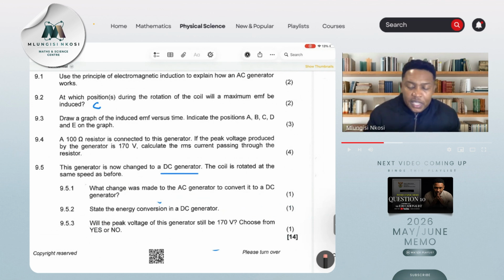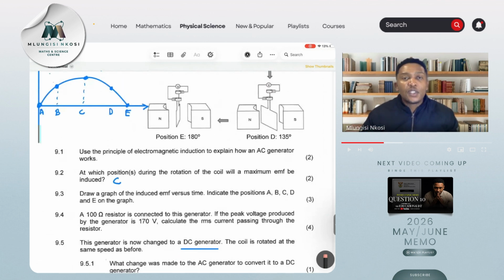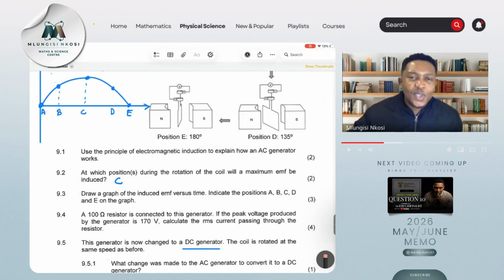And that brings us to the end of question number 9. So we are going to look at question 10, which is the last one.